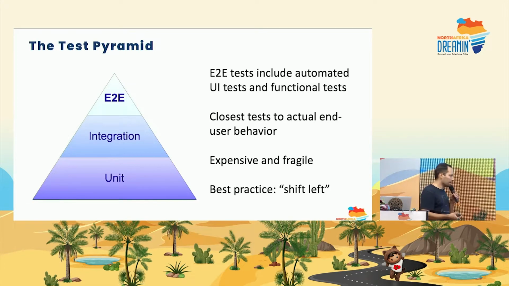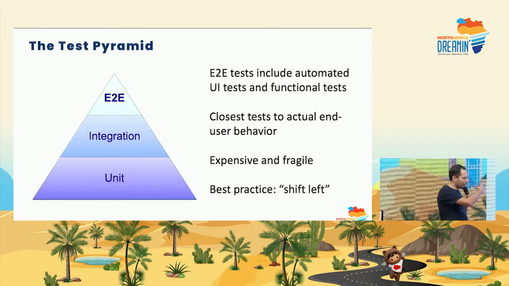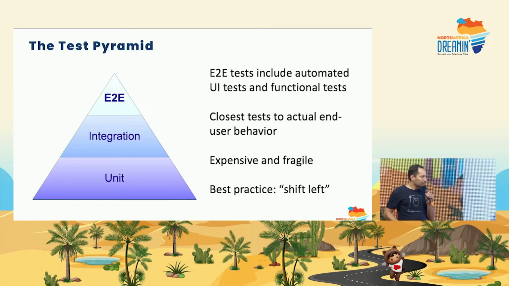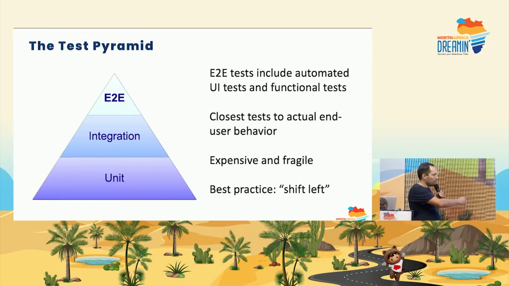So the best practice here, which is maybe not very easy to understand because it's a pyramid, it's not really a bar, but the best practice is called shift left. Shift left because normally you also visualize the test pyramid in some sort of bar from left to right.